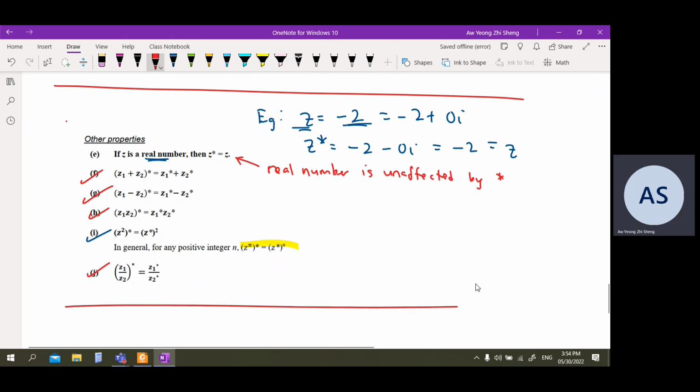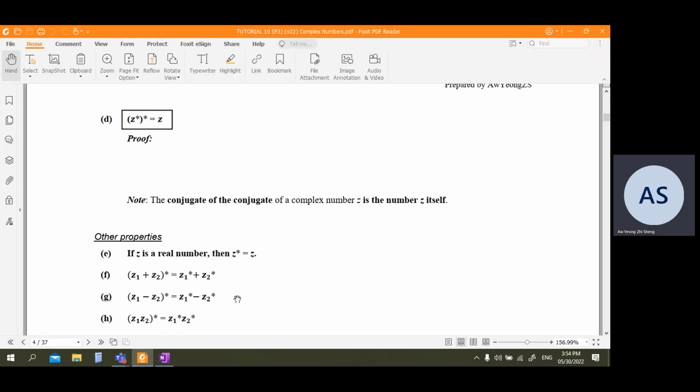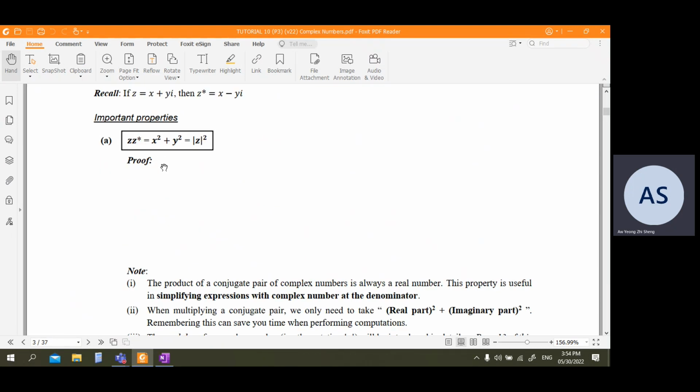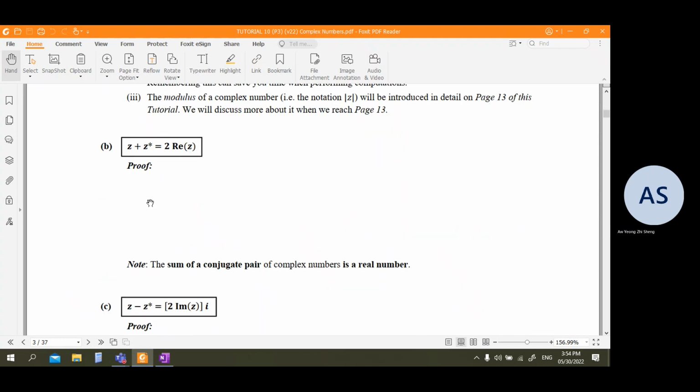Okay, so out of so many properties of conjugate that we have learned so far, what are those which are commonly used? The most commonly used property of conjugate is property A, where you take z multiplied by z star, you will get x squared plus y squared. This one is used very frequently. Property A, I would say, is the most important property in our syllabus regarding conjugate pairs.